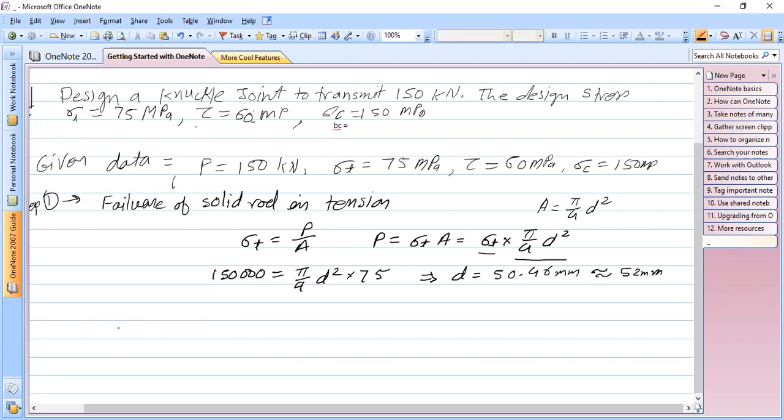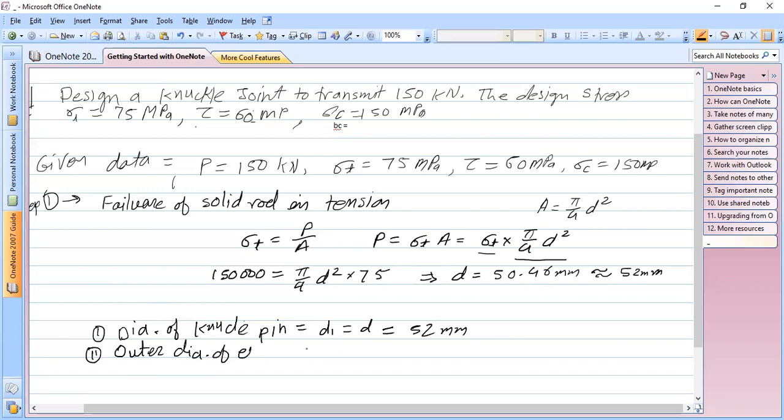In that, first we will see the diameter of knuckle pin. Diameter of knuckle pin is equal to how much? D1. D1 is equal to D. We already wrote the relation, so based on that, we will get 52 mm. Second one, what is the second one? The outer diameter of eye, D2, is equal to twice D.